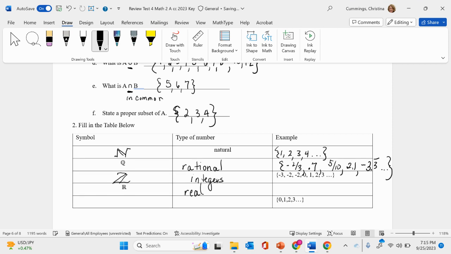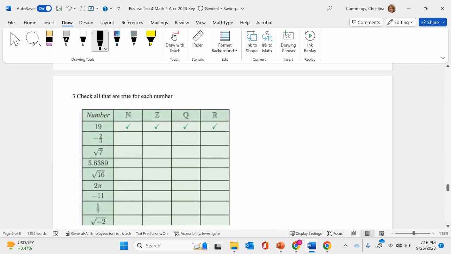R are our real numbers, just about anything you can imagine. So you could have pi, you could have 1, 2, 0.73926. You could have negative 50. Pretty much every number that you can remember would be a real number. And then finally, our whole numbers are just like the natural numbers, but they include 0. And our symbol looks something like that. Okay. All right.